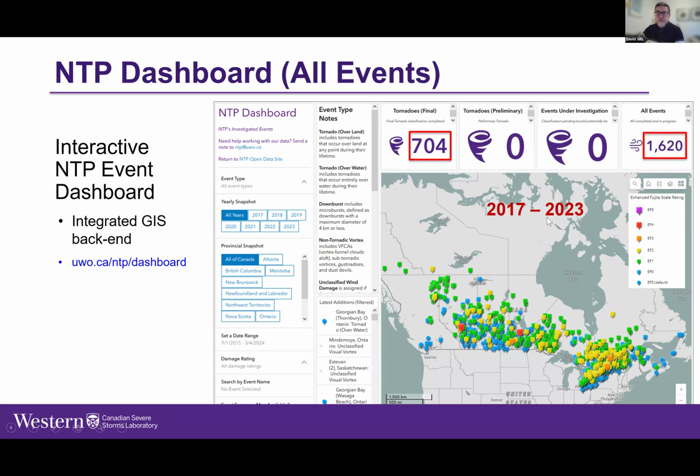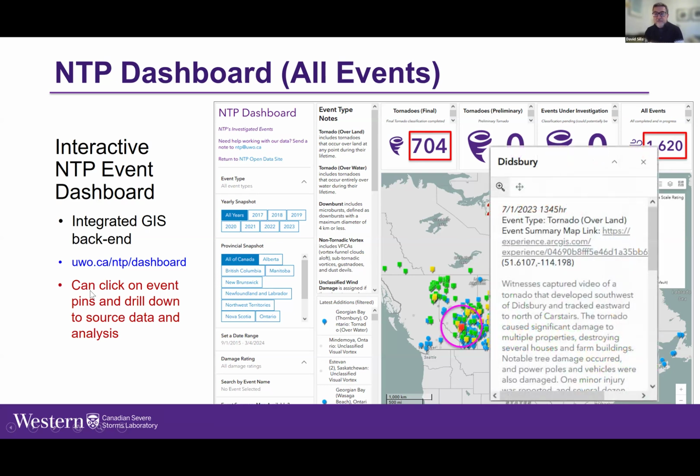So from 2017 to 2023, we have confirmed 704 tornadoes, and this is a plot of all of the events, including the tornadoes, downbursts, everything else we collect, and that's 1,620 events. So that's what's plotted here over 2017 to 2023. And again, you can click on any of these events and drill down to the source data.